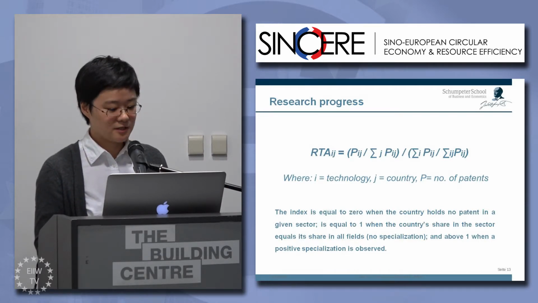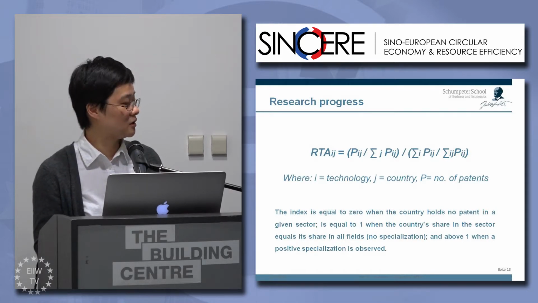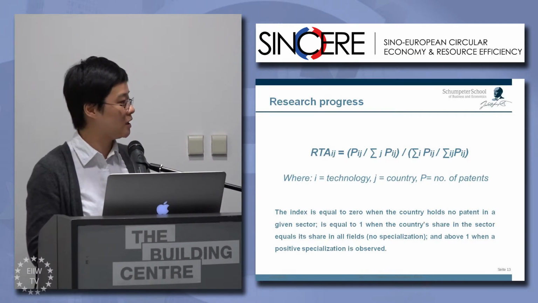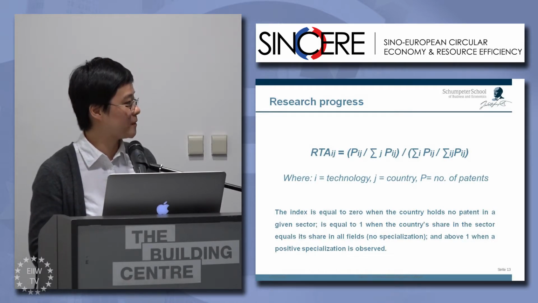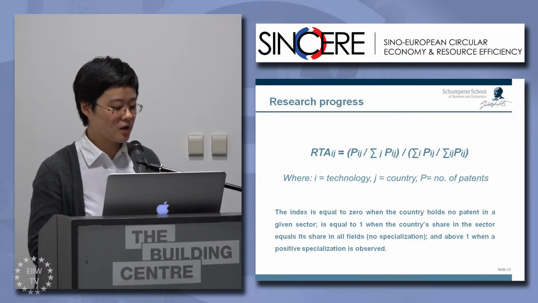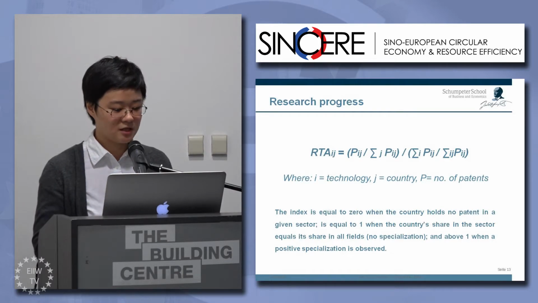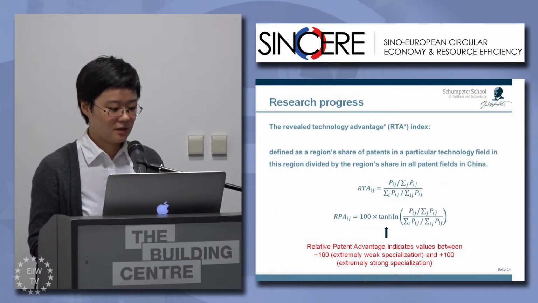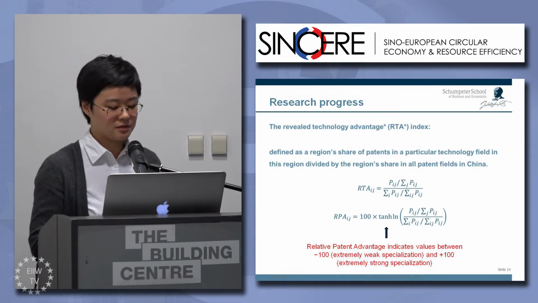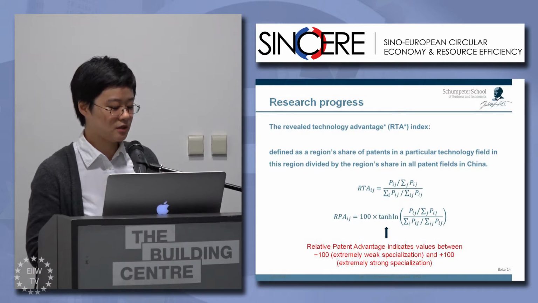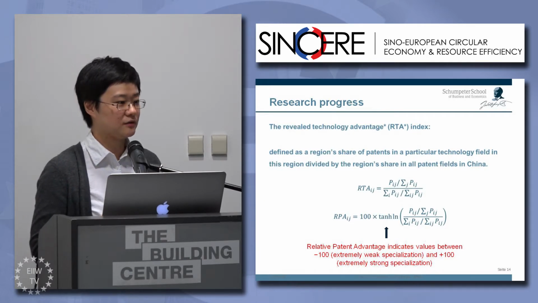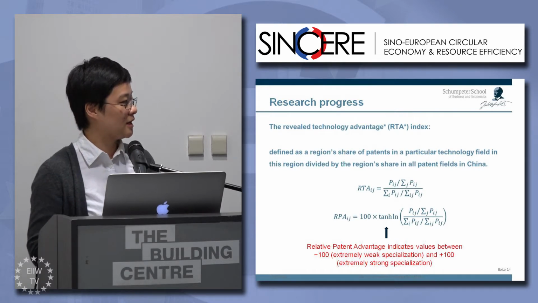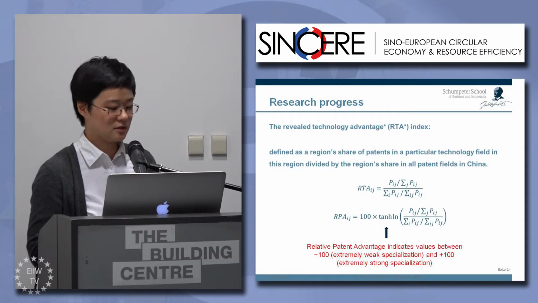So I represents the technology, J represents the country, and P is the number of patents. When the index is equal to 0, it shows the country holds no patents in a given sector, which means the country has no specialization in this technology sector. And when it's above 1, it shows a positive specialization in this technology. The relative patent advantage indicates values between -100, which means extremely weak specialization, and 100, which means extremely strong specialization. So at first, I check if the region has a positive specialization in this technology, and then examine how strong the specialization is.